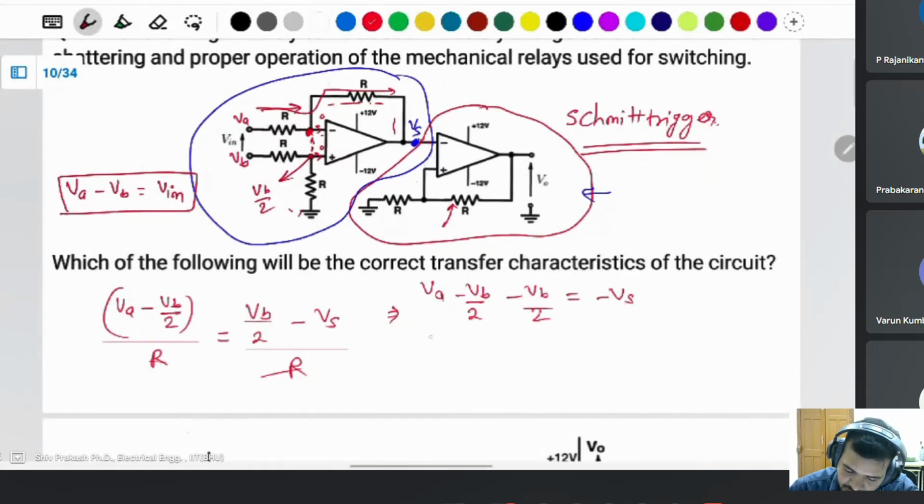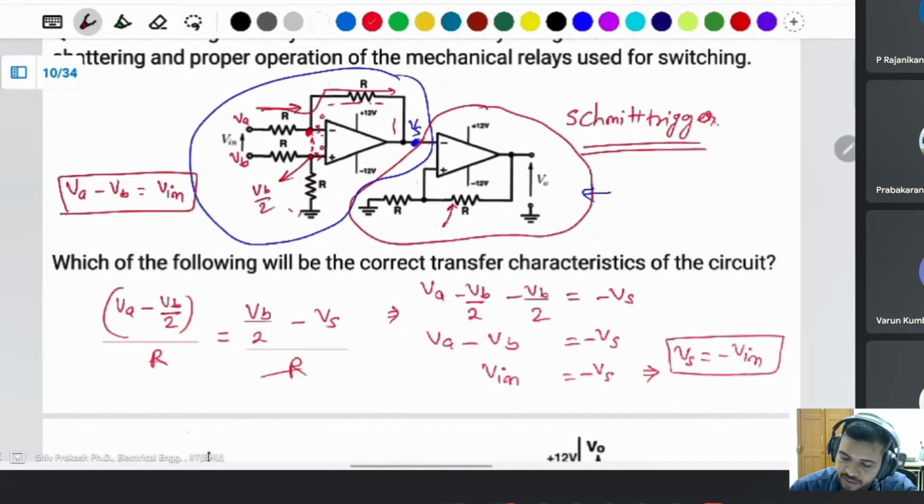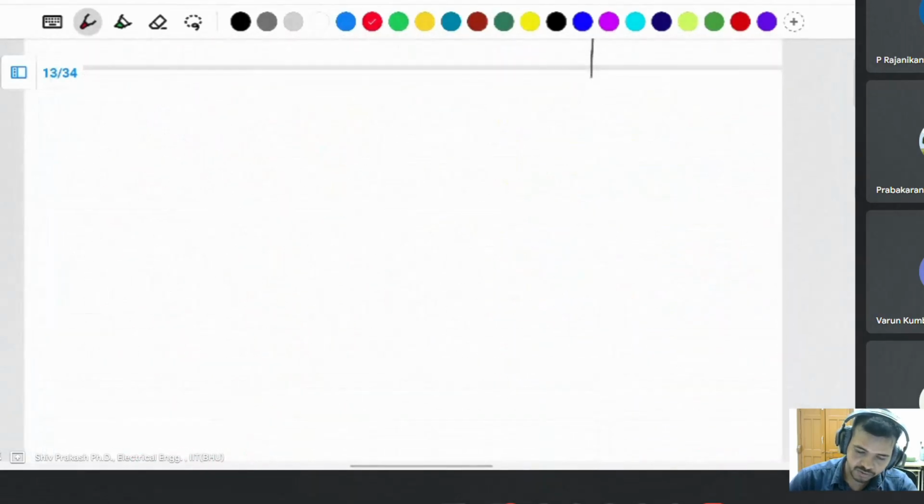Then this will be VA minus VB equal to minus Vs. Then this will be Vin equal to minus Vs. We can say Vs is equal to minus Vin. Okay. Then solve this circuit and find the reference voltage and VCC. And how will we solve this?